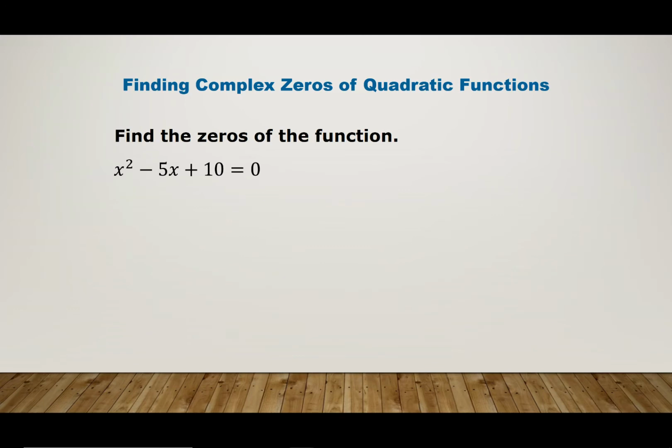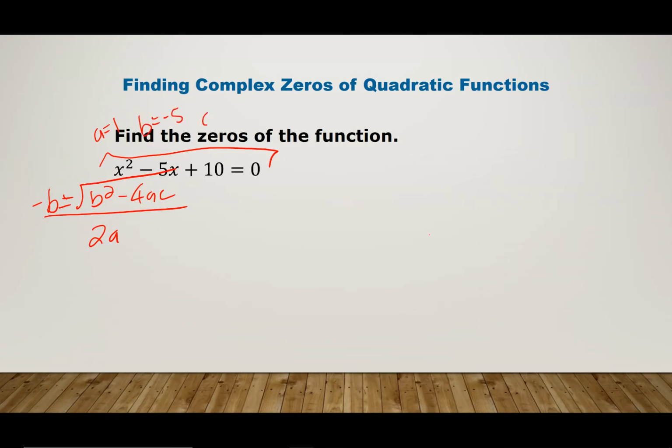Now the quadratic formula, don't forget, is negative b plus or minus the square root of b squared minus 4ac, over 2 times a. So here our quadratic is already set up for us. A is our x squared value, but it's 1x squared, so a is 1. B is negative 5, and c is 10, because it's ax squared plus bx plus c.